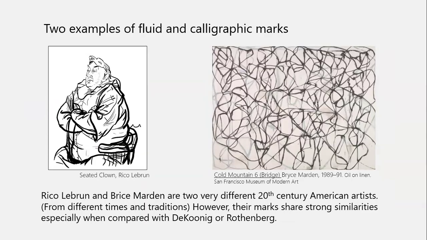Similarly, fluid and calligraphic marks, right? Fluid and calligraphic, yeah, these two artists here share some similarities, but there's a lot of differences as well. For both of them, we can say that the lines are very fluid, very calligraphic, but in the Lebrun, they're a little bit faster, a little bit more bold. In the Bryce Martin, it's this kind of slow meander. They're languorous. It's really beautiful.